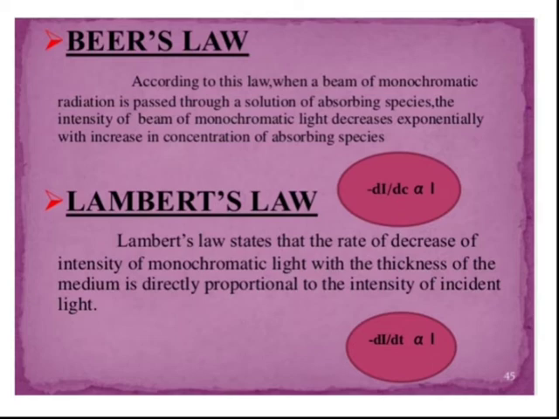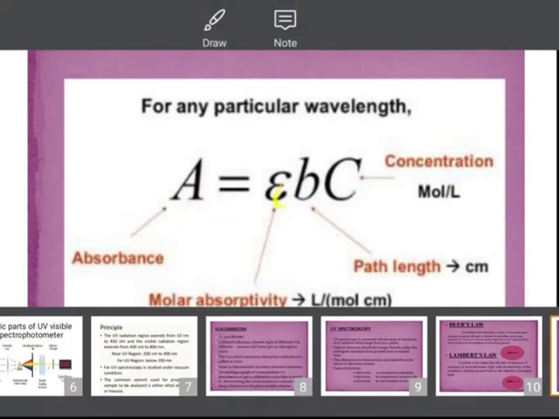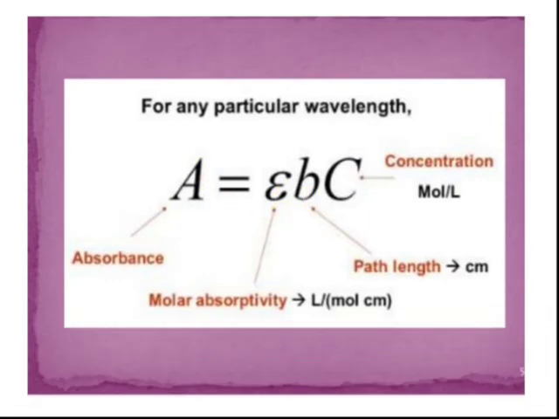According to Lambert's and Beer's law, absorbance is directly proportional to the concentration and absorbance is directly proportional to the path length. And this is the equation of combined Lambert-Beer's law: absorbance is equal to epsilon b c. Epsilon is the molar absorptivity, b is the path length and c is the concentration.